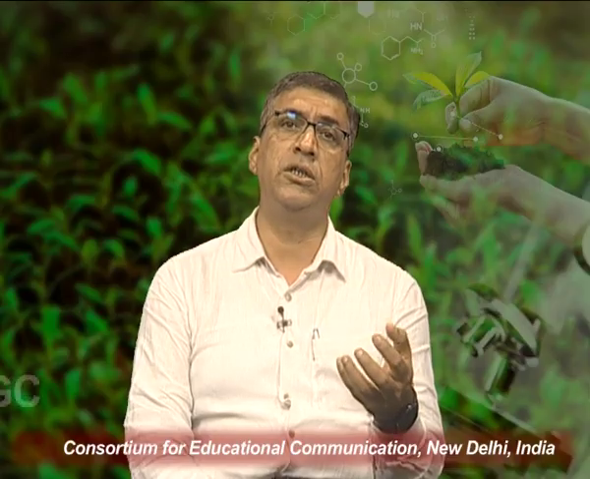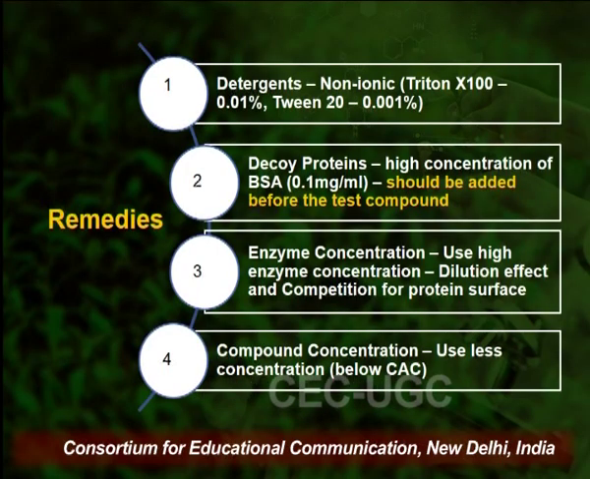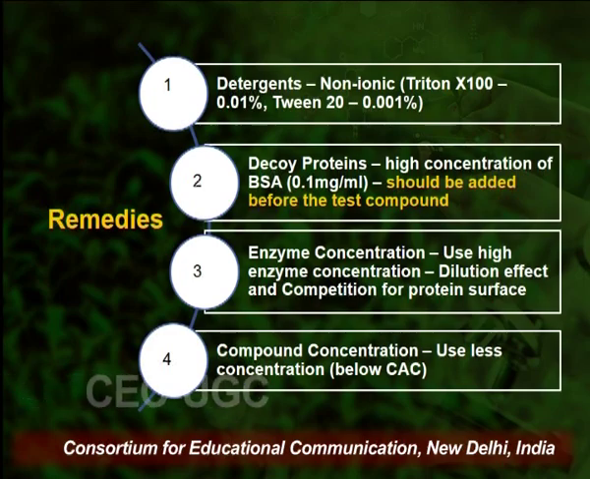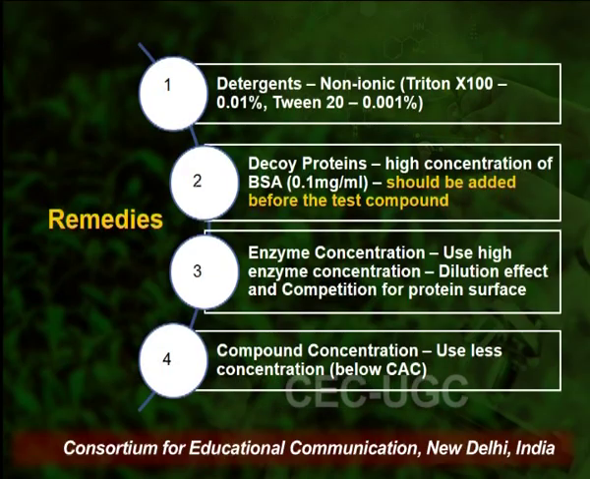So, what can be done in order to overcome aggregation is the usage of detergents. Detergents basically form a layer around a particular molecule, thereby preventing their interaction, and thus preventing the formation of aggregates. We can also use decoy proteins, and these proteins act as a decoy for aggregates, but they will not interfere with the activity of the actual enzyme, and therefore such decoy proteins should be added before the addition of test compounds.